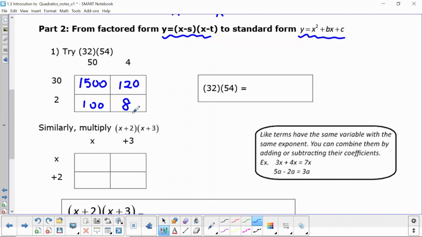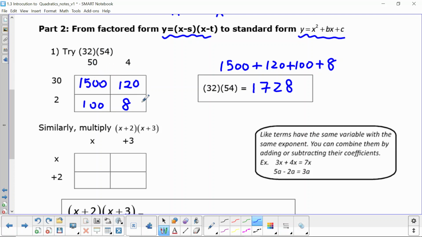So without a calculator, we are able to find the multiplication of two numbers by using the area model. So we add all of them together: 1500 plus 120 plus 100 plus 8. Then we are going to have 1728. So this is an area model to multiply two numbers together.